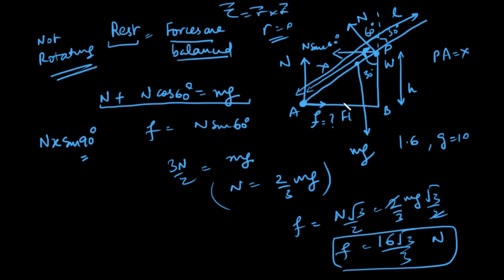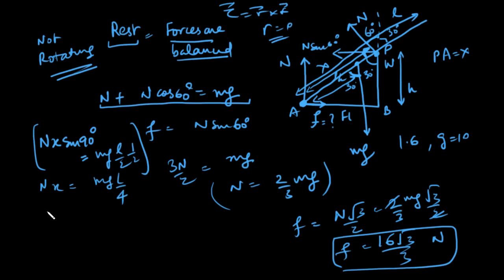This would be equal to mg times L by 2, as mg is at the center, so L by 2 from A, and this would be angle 30 because these are parallel lines and this is a transversal, so this angle would be 30. So this would be mg L by 2 sin 30, which would be half. Okay, this is another equation. What is sin 90? Sin 90 is 1, so NX would be equal to mg L over 4. Okay, what was N? N was 2 by 3 mg. So 2 by 3 mg X would be equal to mg L over 4. mg gets cancelled out. What is X? X is 3L by 8.